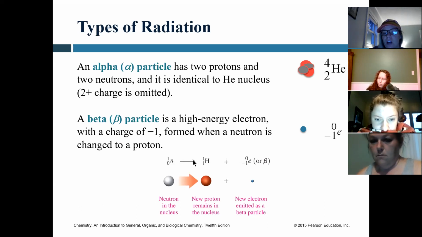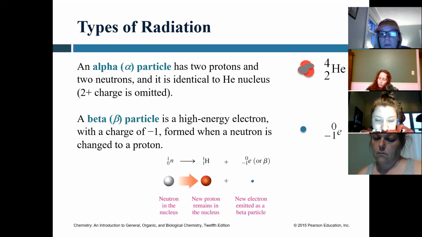So when a neutron turns into a proton, how does it do that? A neutron has a neutral charge, a proton has a positive charge. So in order for a neutron to convert to a proton, it has to release a negative charge, right? It has to give up a negative charge to become a positive. And so it gives off this beta particle, which is a higher energy electron.